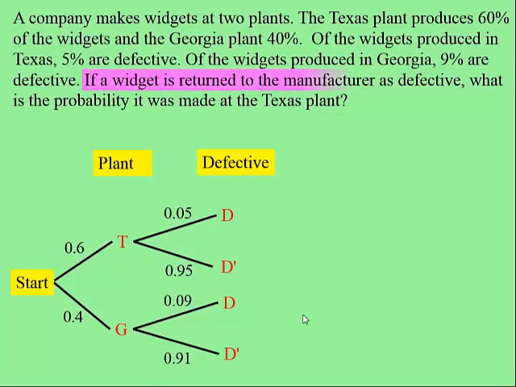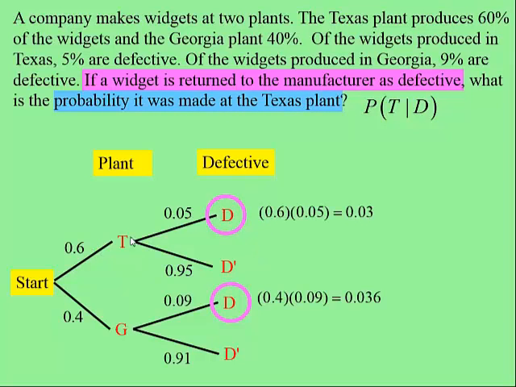Now it says if a widget is returned as defective. So let's find all of the branches that correspond to this statement. Which branches correspond to it being defective? That would be the ones that end in D. So we're going to take these branches, multiply out to the ends on both branches from the start to the end of the branch, multiply, add those up. This becomes the bottom number of our probability.